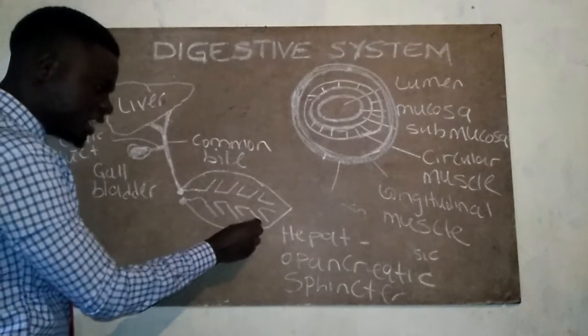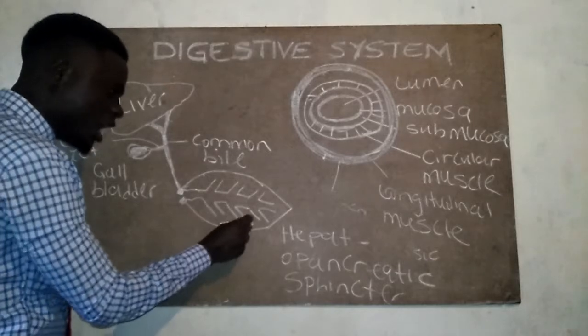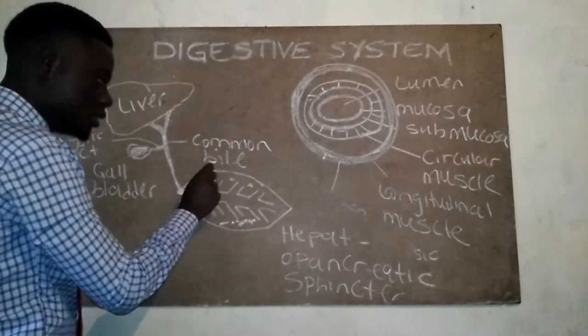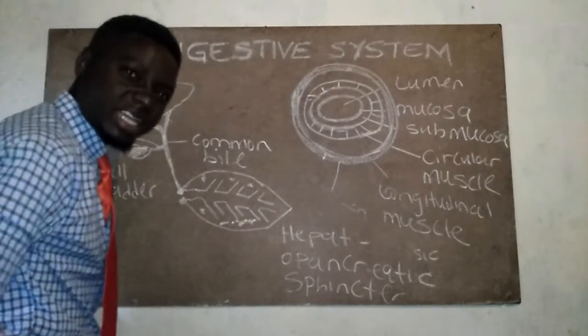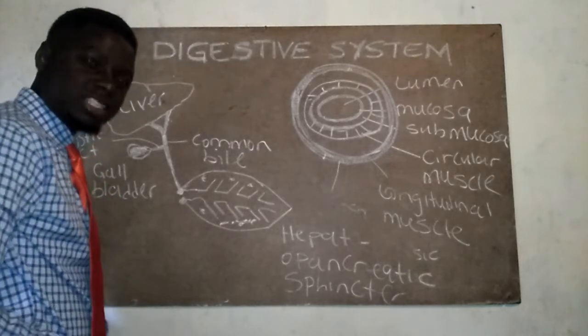And probably you know that in the pancreas, we have these small ducts. And these small ducts are called pancreatic islets of Langerhans.